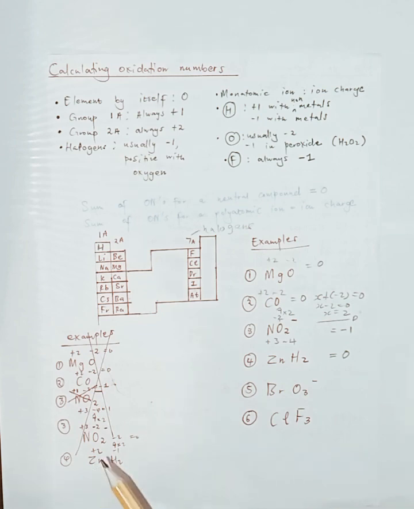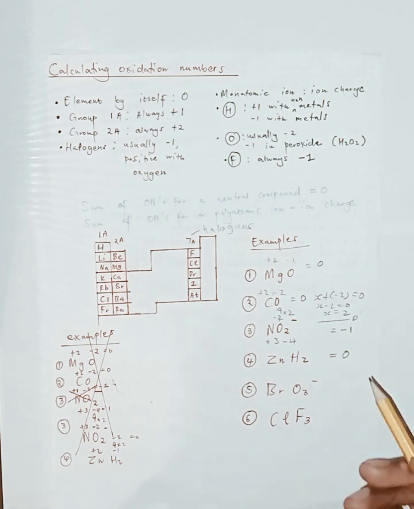H is in group 1, so it's always +1. So now we have the oxidation number +1. We don't have the oxidation number of Zn, so that means we're looking for the oxidation number of Zn.